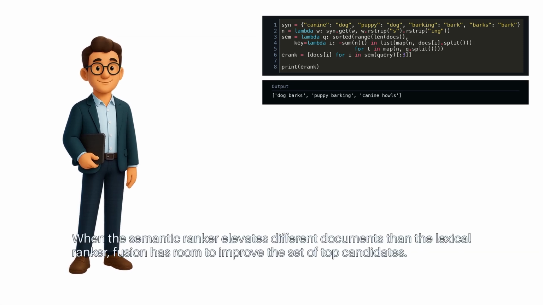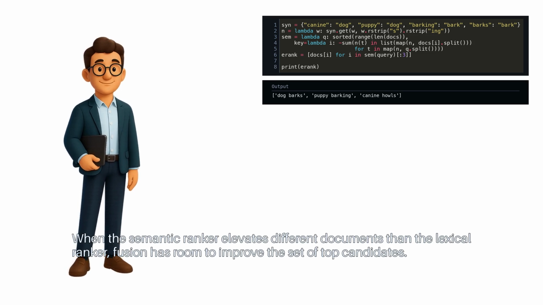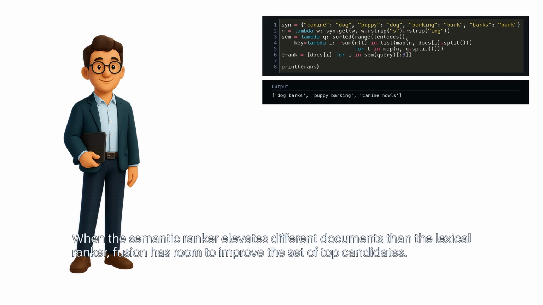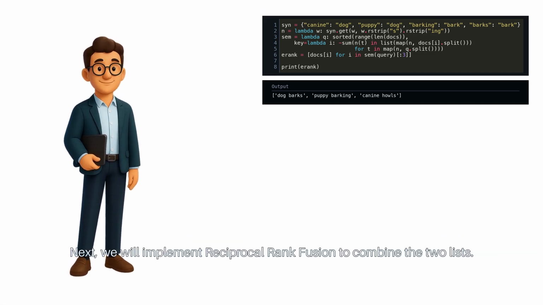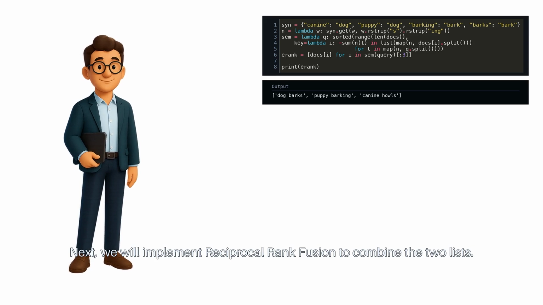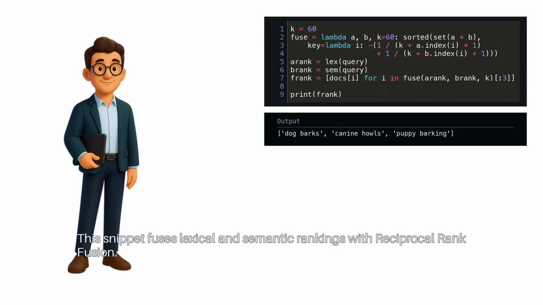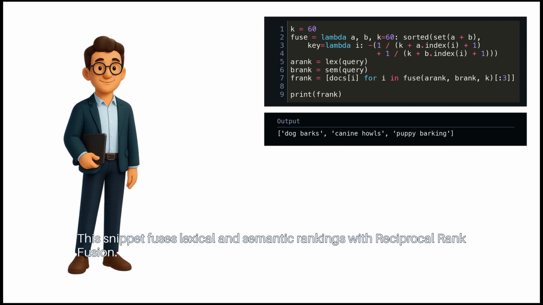When the semantic ranker elevates different documents than the lexical ranker, fusion has room to improve the set of top candidates. Next, we will implement Reciprocal Rank Fusion to combine the two lists. This snippet fuses lexical and semantic rankings with Reciprocal Rank Fusion.